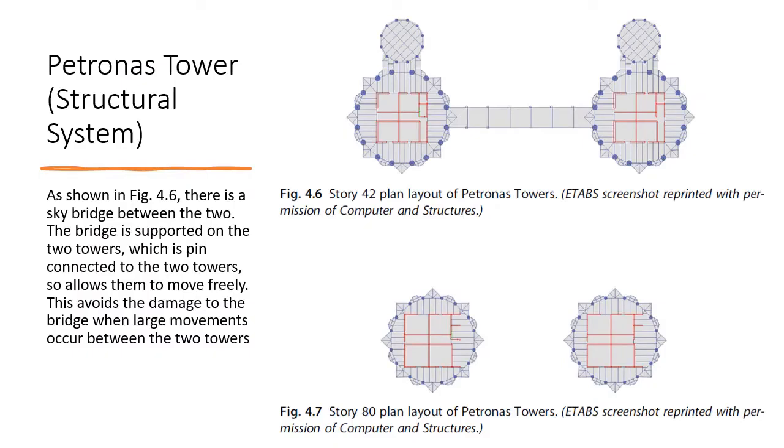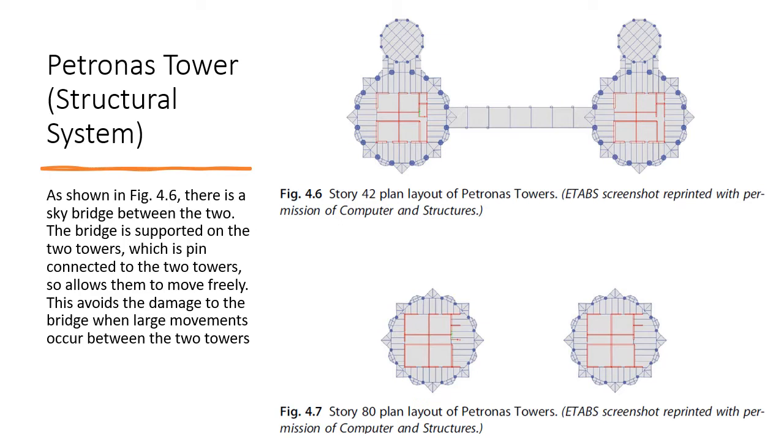As shown in figure 4.6 is a sky bridge between the two. The bridge is supported on the two towers, which is pin connected to the towers, so allows them to move freely. This avoids the damage to the bridge when large movements occur between the two towers.